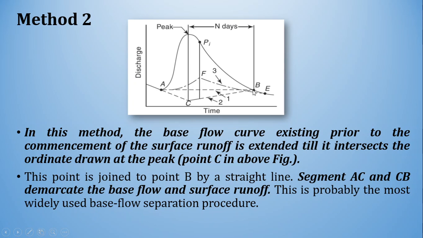In the second method, as you can see, this dotted line joining the point B to C and A to C are the lines separating the base flow. So let us understand how it is marked. In this method, the base flow curve existing prior to the commencement of the surface runoff is extended till it intersects the ordinate drawn at the peak point C in the given figure.